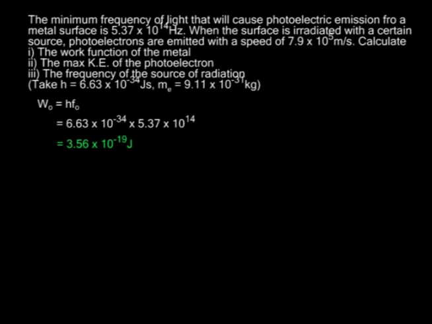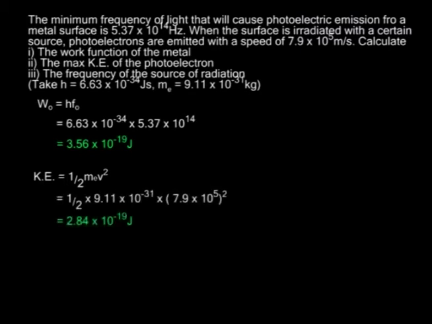2. Maximum kinetic energy is given by half mv squared. So if we multiply that, we shall have 2.84 times 10 to power negative 19 joules. 3. hf is equal to hf naught plus half mv squared.